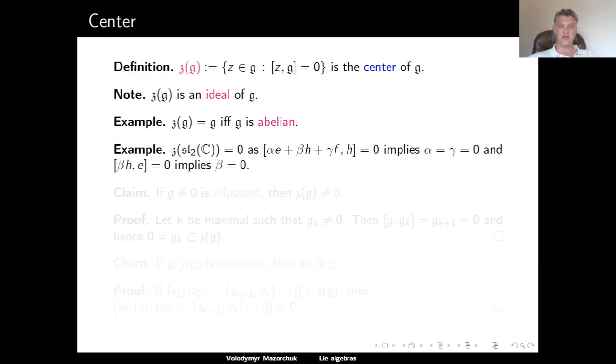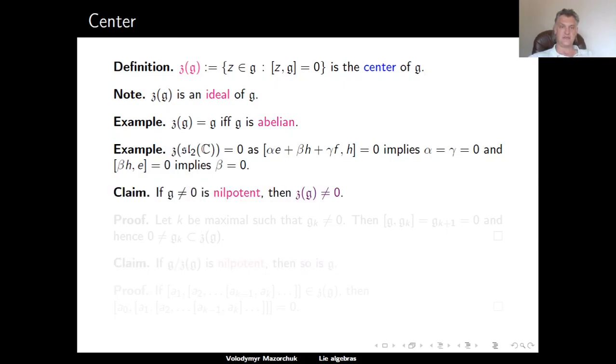Indeed, an arbitrary element in SL2 can be written as a linear combination of E, H, and F with some coefficients alpha, beta, gamma. If we try to commute such an element with H, using the commutator relations in SL2, we will see that the second summand will be killed, and the first summand will give us 2 alpha E, and the third summand minus 2 gamma F. For this to be 0, we deduce that alpha and gamma must be 0. Finally, if we try to commute an element beta H with E, we will get 2 beta E. For this to be 0, beta should be 0. So a central element of SL2 must necessarily be 0.